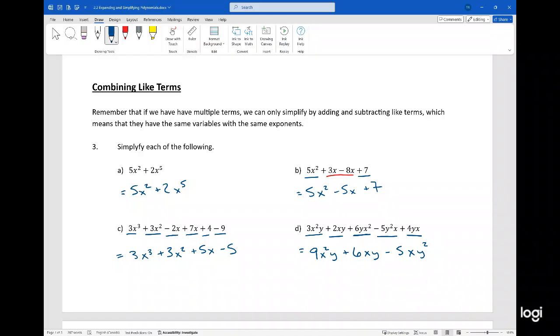Okay, so again, just to collect like terms, they have to have the same variables with the same exponents. And we don't do anything to them once we've collected them. We don't square the result. We don't cube the result. We just leave the variable the same with the same exponents that it had when we put them together.